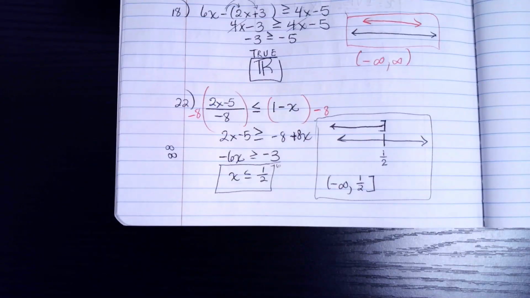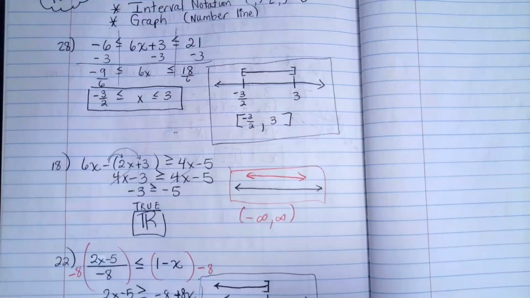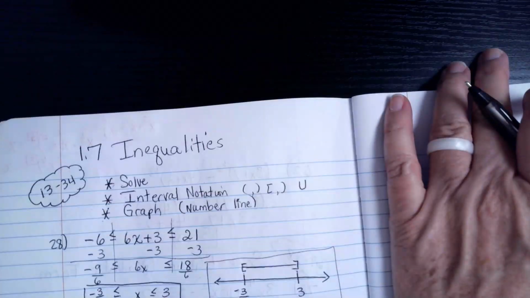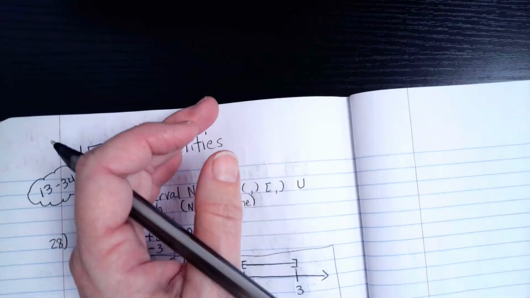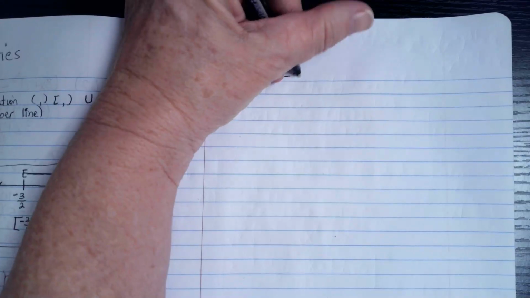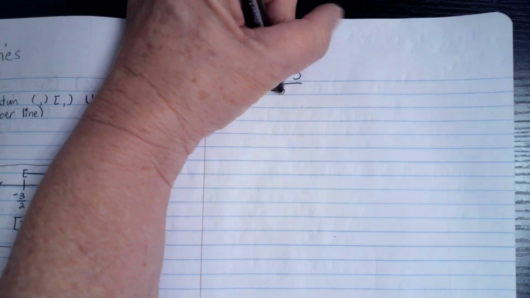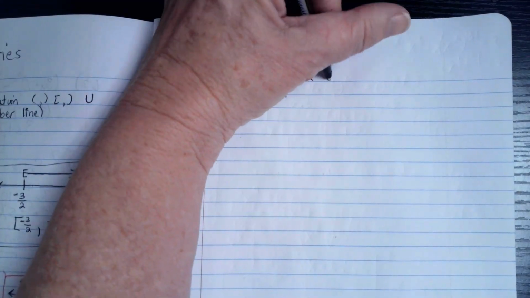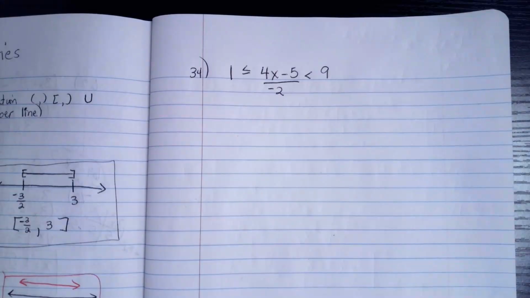All right, so we've kind of gotten our feet a little bit wet now, right? New concept. Okay, we've got about 5 minutes. Let's keep going. The next one's a between again. So number 34. 1 is less than or equal to 4x minus 5 over negative 2, which is less than 9. So I only have the equal on the left side, not the right side.